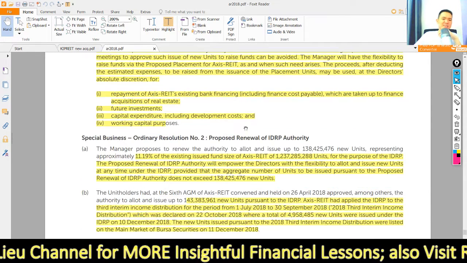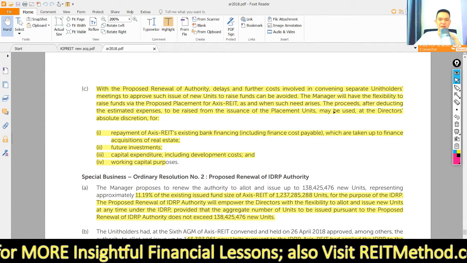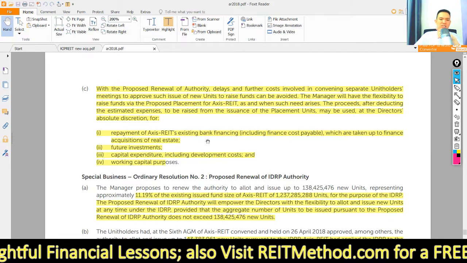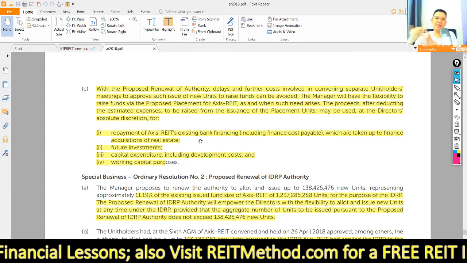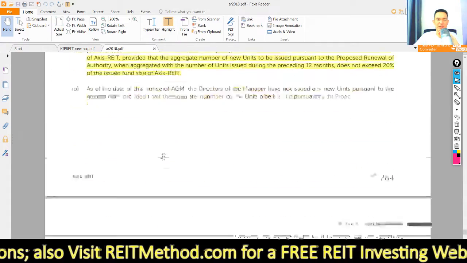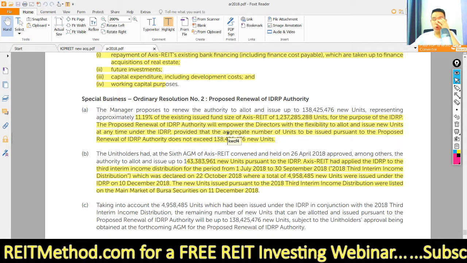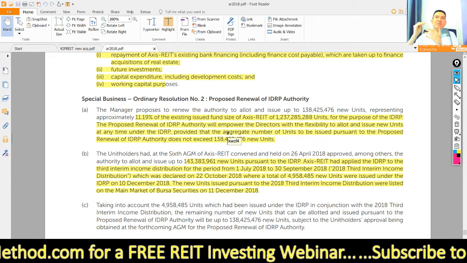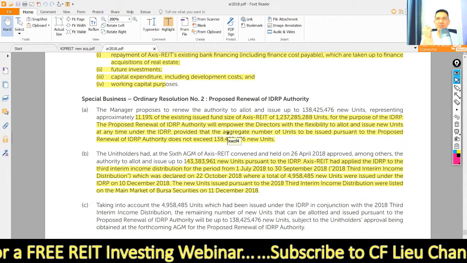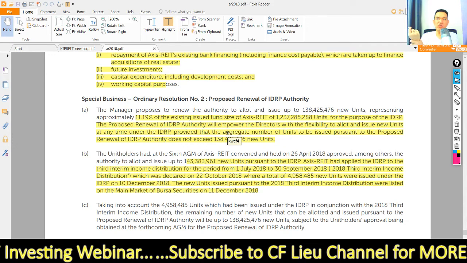And the other thing is about the renewal. So when they do private placement, there are a few purposes they state: future investment, buying new property, capital expenditure, or even repaying some of their borrowings. And the special business, they say ordinary business for AGM. Special business means this is the agenda, which is also to pre-approve the upcoming investment dividend reinvestment plan for AXIS REIT. And you know that with a dividend reinvestment plan, they're going to issue a certain number of units out from the existing units.